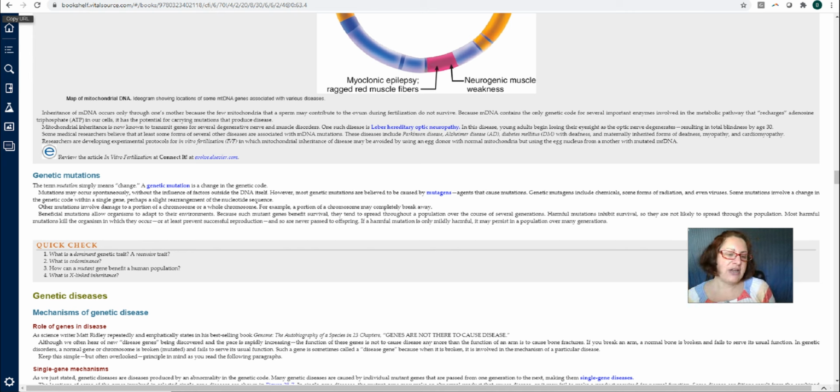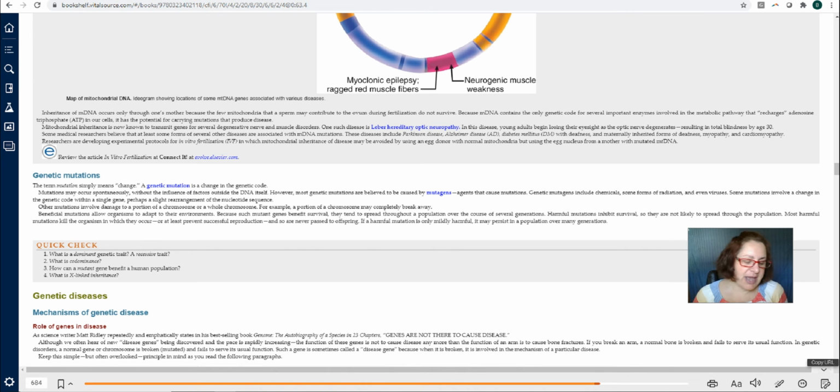We are continuing on in your genetics chapter. I'm on page 684 where we left off, and we're going to pick up with genetic mutations. So we talked about the genes, we talked about being recessive and dominant, and how you actually view what you are based on what you got from your parents.